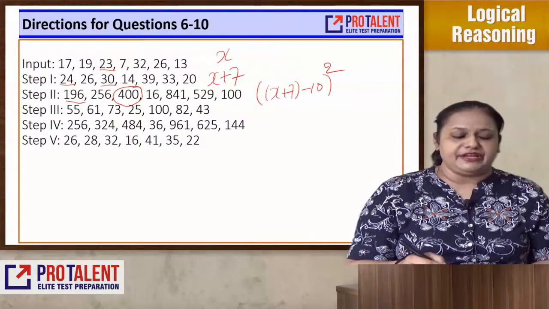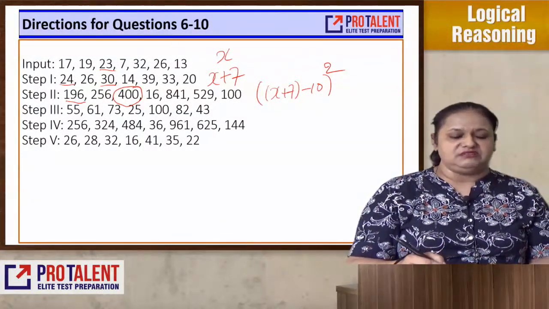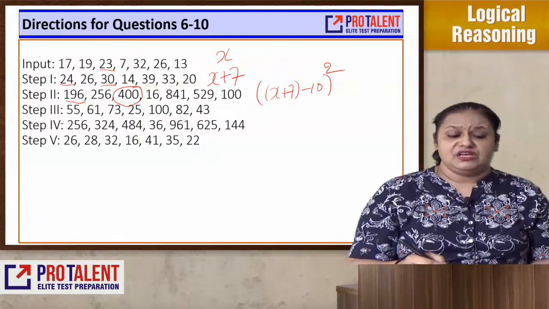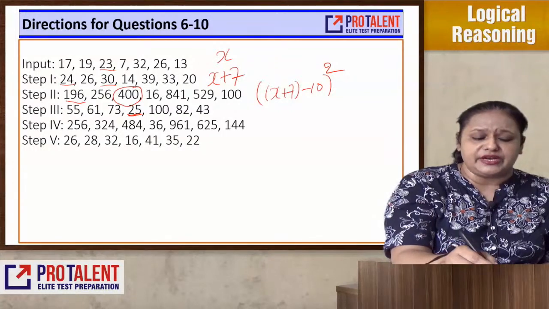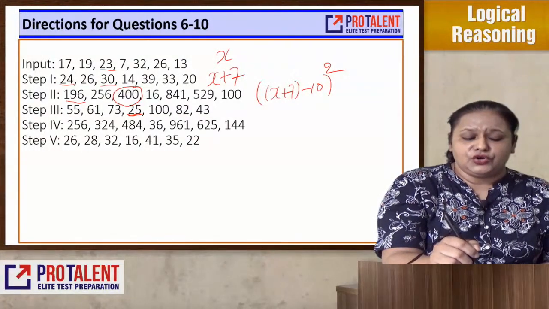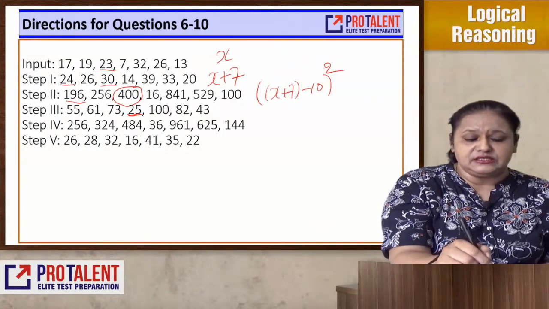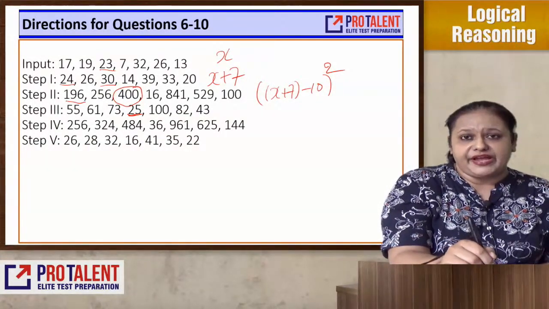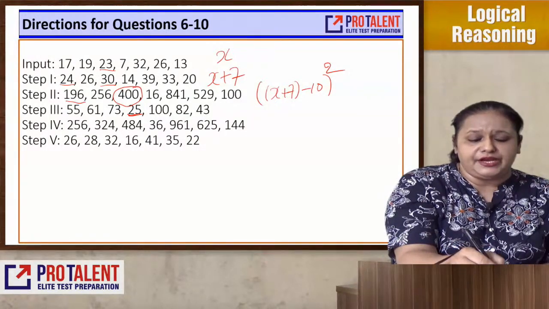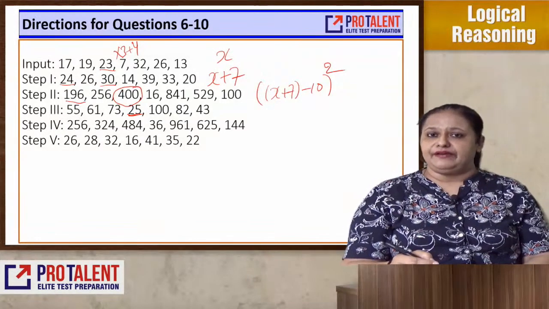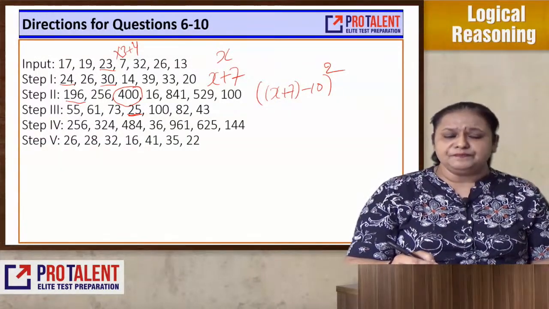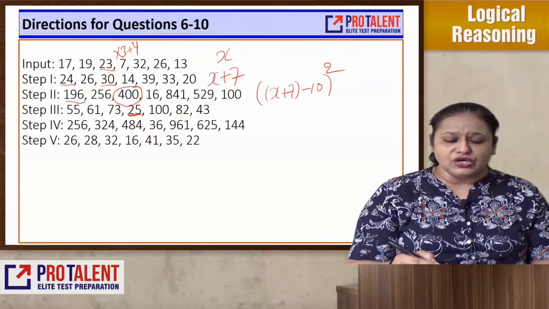Step 3, 55, 61, 73, 25. See, now 25 is a small number and 1, 2, 3. So let me see how I can figure it out. 225. The one thing which clicks to me is that to make 25 from 7, it should be into 3. 7 threes are 21 plus 4. That is going to make it 25. Okay, so let me see whether this thing is going correct or not.